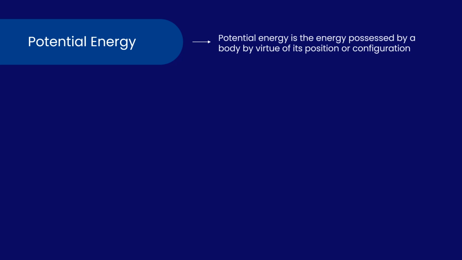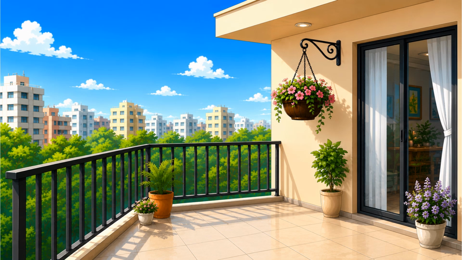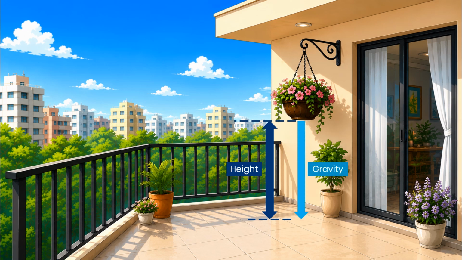Potential energy is the energy possessed by a body by virtue of its position or configuration. This pot is hanging at a height above the ground. Because of its position, it has gravitational potential energy. The greater the height, the greater the potential energy. If the pot falls, this stored potential energy changes into kinetic energy.